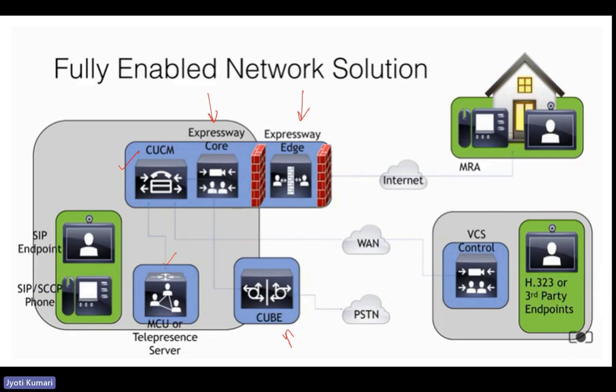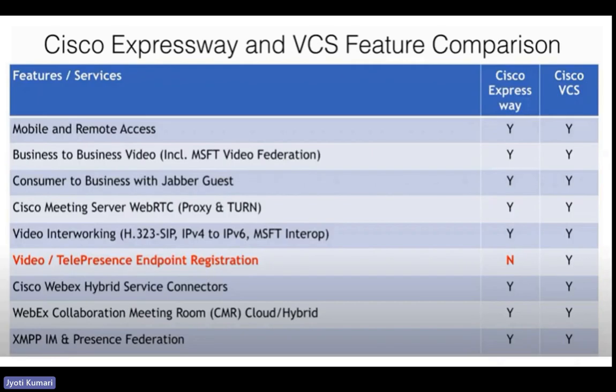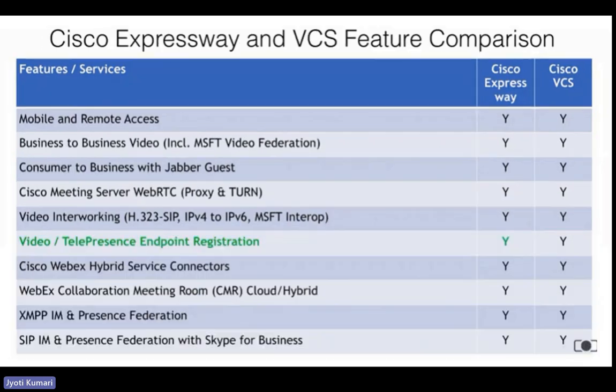The servers have the same menu and the same capabilities as Expressway and VCS both have, except that they can't support direct registration from endpoints. That was one difference in the VCS. VCS did not support direct registration for video telepresence endpoints. It was relying on the CUCM only for that registration part. But after the 8.9 version release, this was also fixed in the VCS by Cisco.